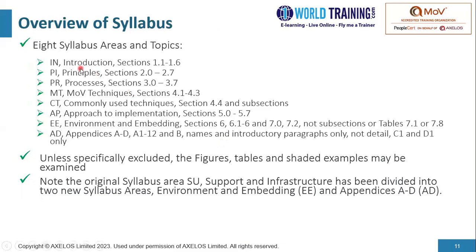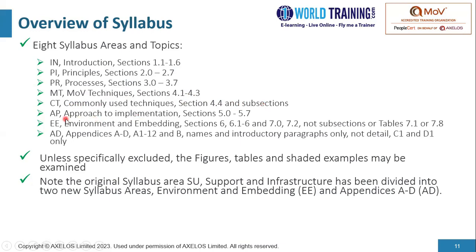Syllabus area number 1 is introduction, which covers section 1.1 to 1.6 in your manual. Syllabus area number 2 is principles, which would cover sections 2.0 to 2.7. Syllabus area 3 is processes, which would cover sections 3.0 to 3.7. Syllabus area 4 is MoV techniques, that's section 4.1 to 4.3. Syllabus area 5 is commonly used techniques, section 4.4 and subsections.